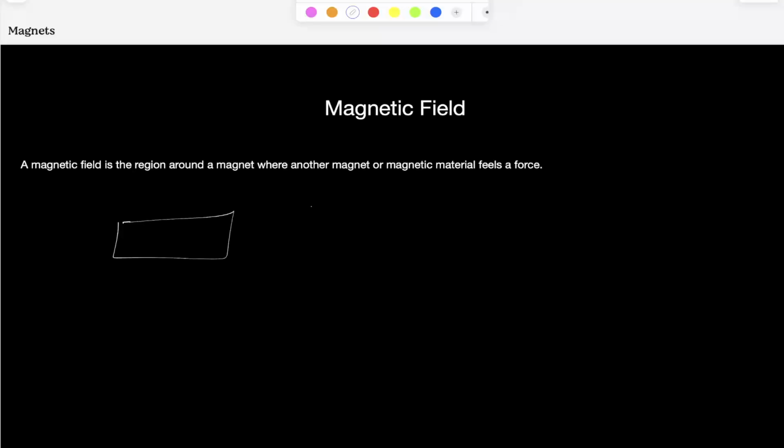So magnetic field is nothing but the region around the magnet where some other magnetic material or a magnet feels the force. Okay, now the next thing we're going to talk about is magnetic field lines. To make learning easier, we draw some lines. Say for example, if I take a bar magnet, what do we need to represent? We use lines to represent the first thing, the direction of the magnetic field. The second thing is the strength. These are the two things we represent.